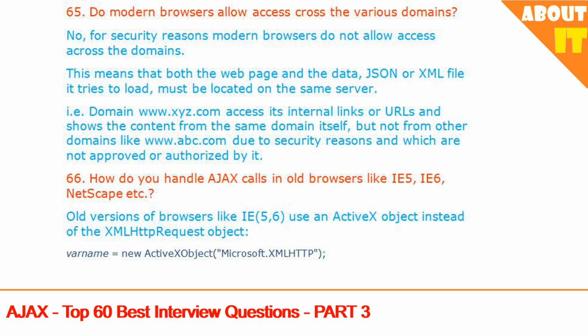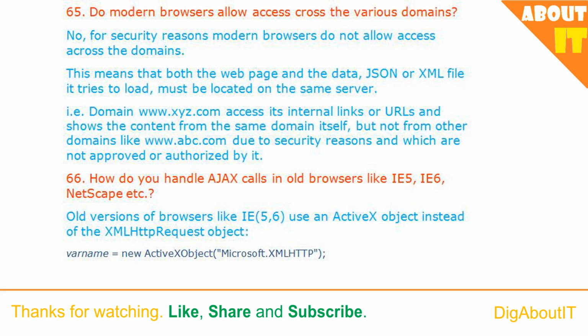65. Do modern browsers allow access across the various domains? No, for security reasons modern browsers do not allow access across domains. This means that both the web page and the data, JSON or XML file, it tries to load must be located on the same server.